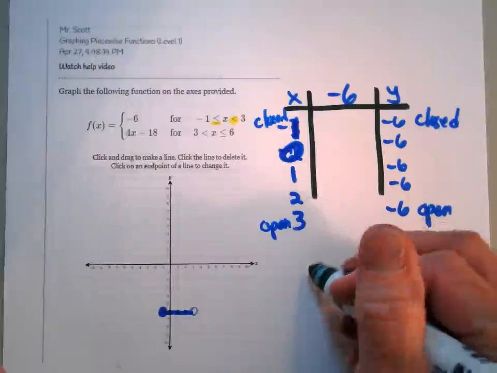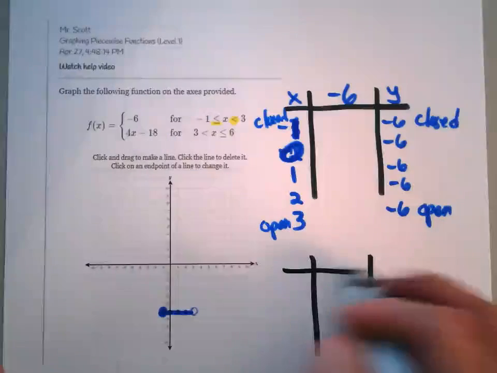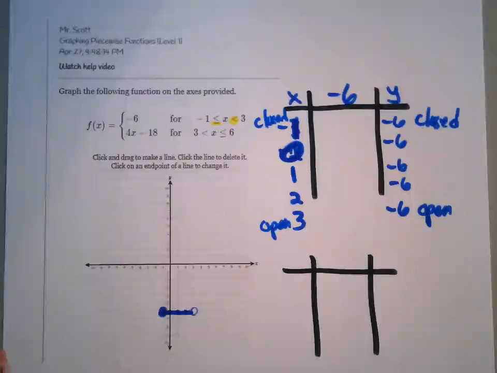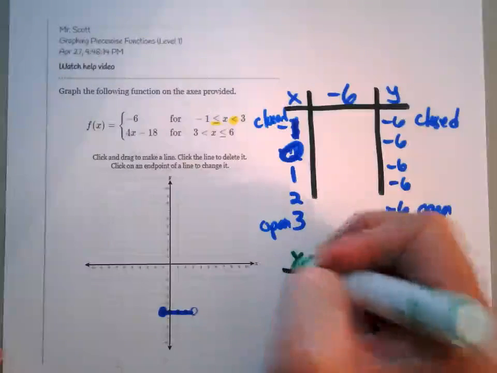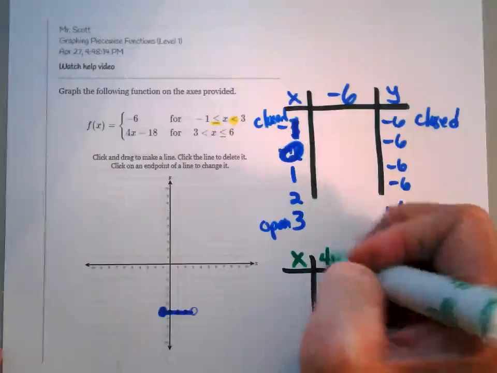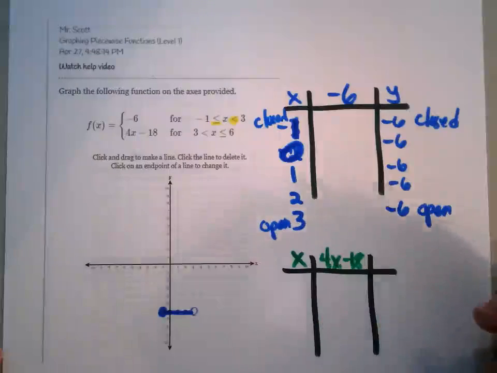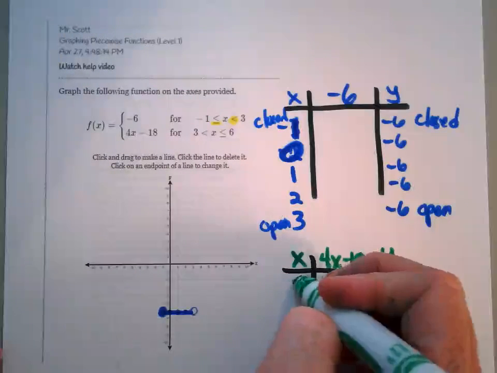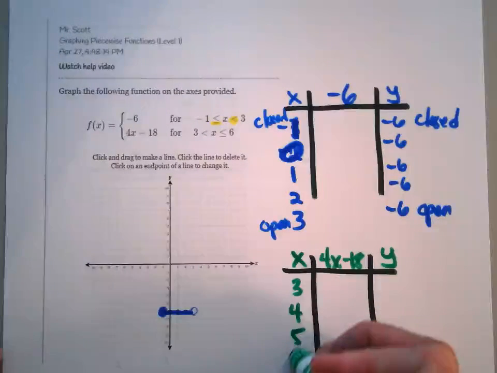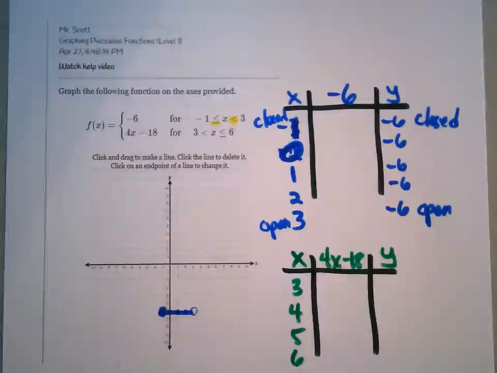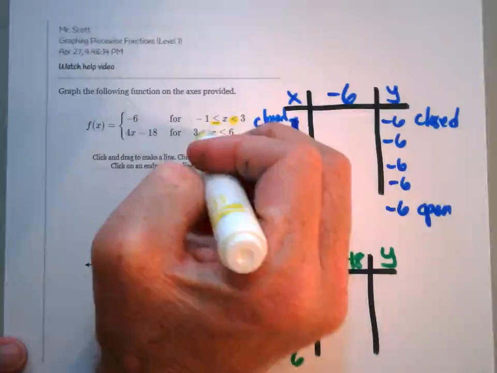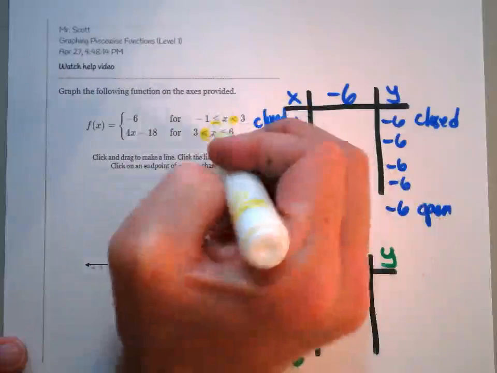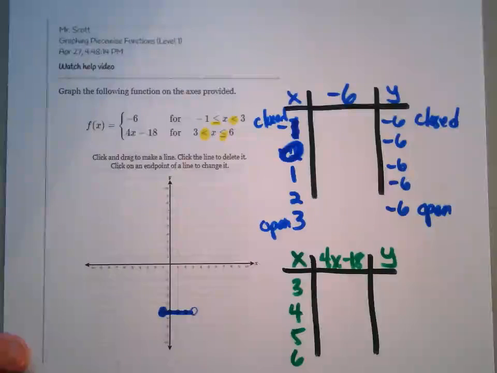Let's try the second one. We'll use 4x minus 18. And we're going to use the values 3, 4, 5, and 6 to come up with the equation. Now, as far as being open and closed, you'll see that the 3 is going to be open and the 6 is going to be closed.